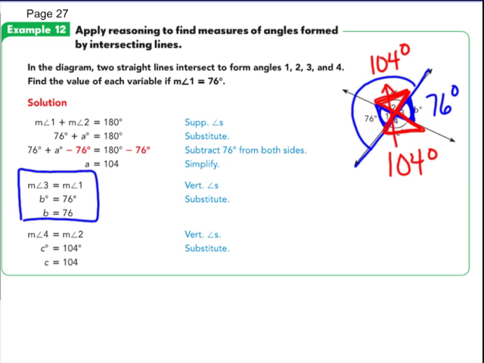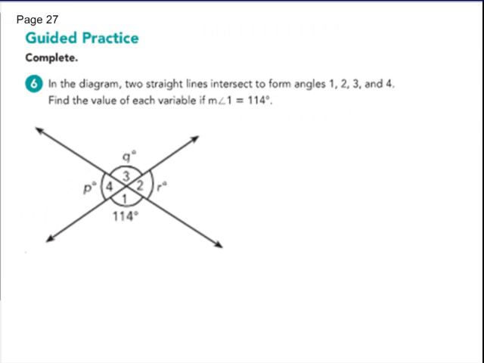And if you add all 4 of them up, you should get 360, which you would do. So 2 and 4 are vertical angles. They equal 104. 1 and 3, or 1 and B, are also vertical angles. They add to 76. So if you know one of the angles, you know the other 3.